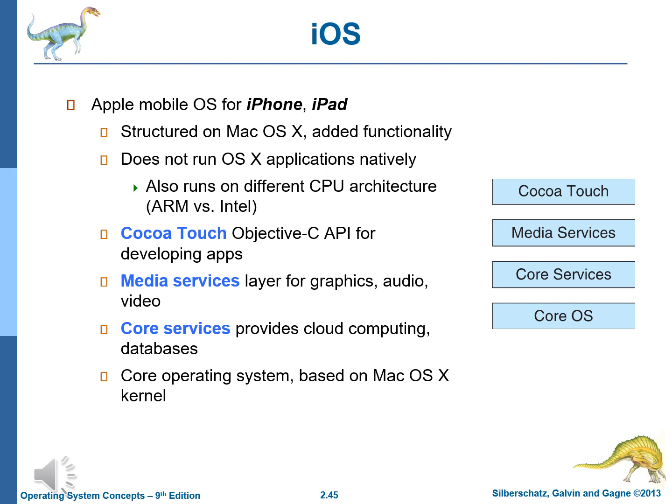The media services layer provides services for graphics, audio, and video. The core services layer provides a variety of features, including support for cloud computing and databases. The bottom layer represents the core operating system, which is based on the kernel environment as shown in the figure.